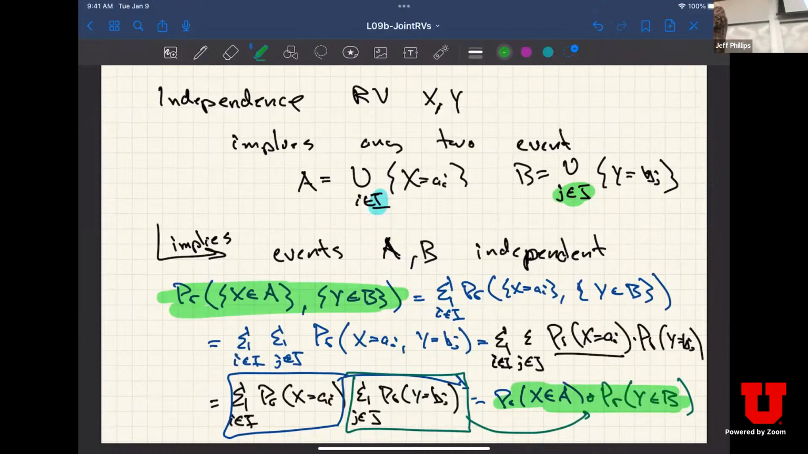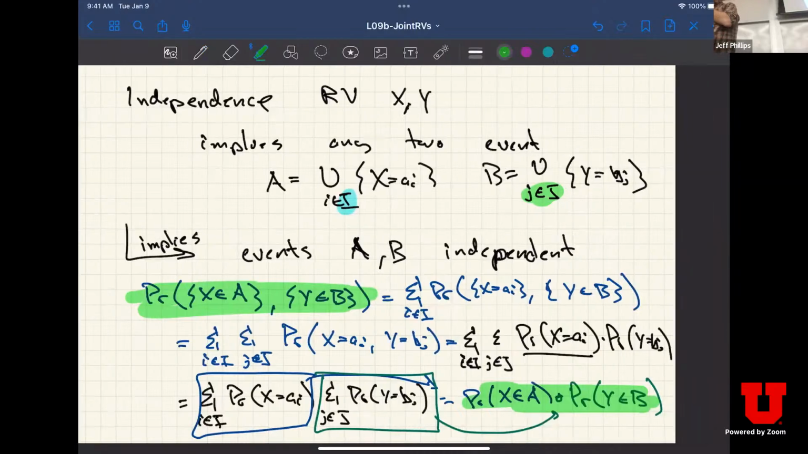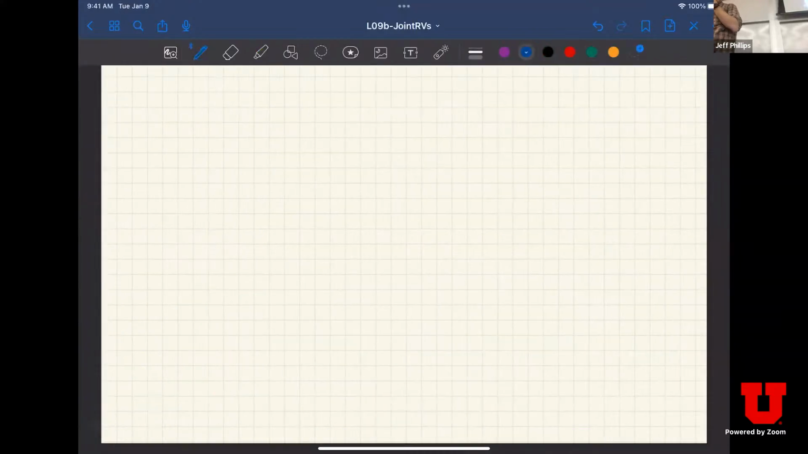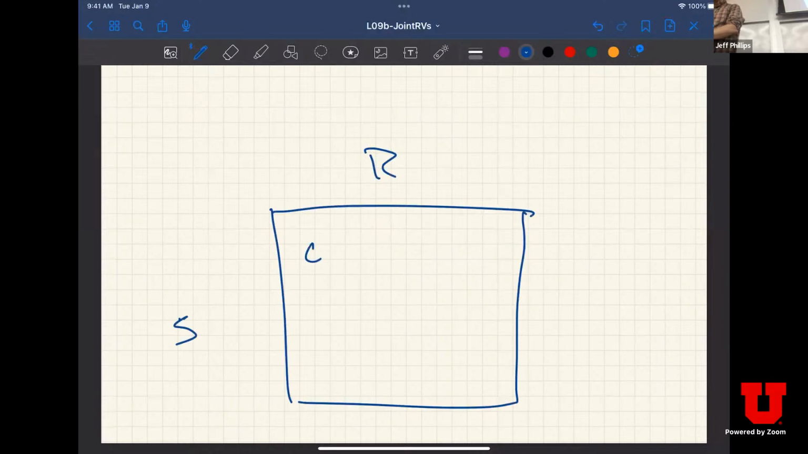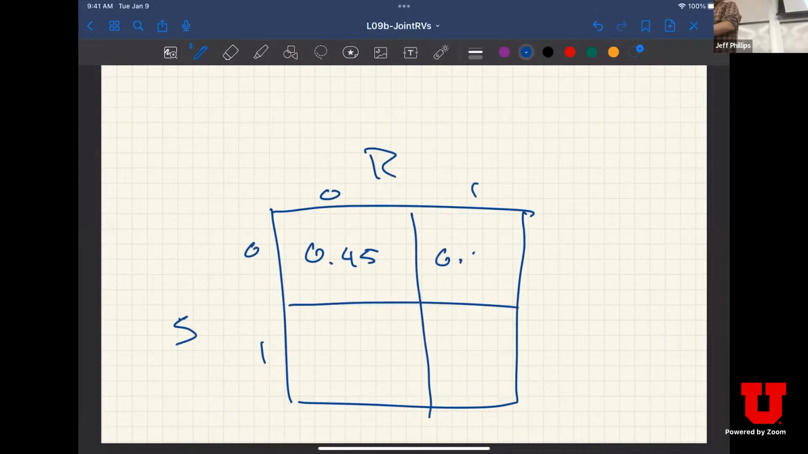All right, good. I'm going to ask you all to now do one example. Let's go back to my send bit and receive bit example. 0.0, this is 0, 1, 0, 1, 0.45. What was this? 0.08, 0.06, and 0.41. Are these random variables going to be independent?